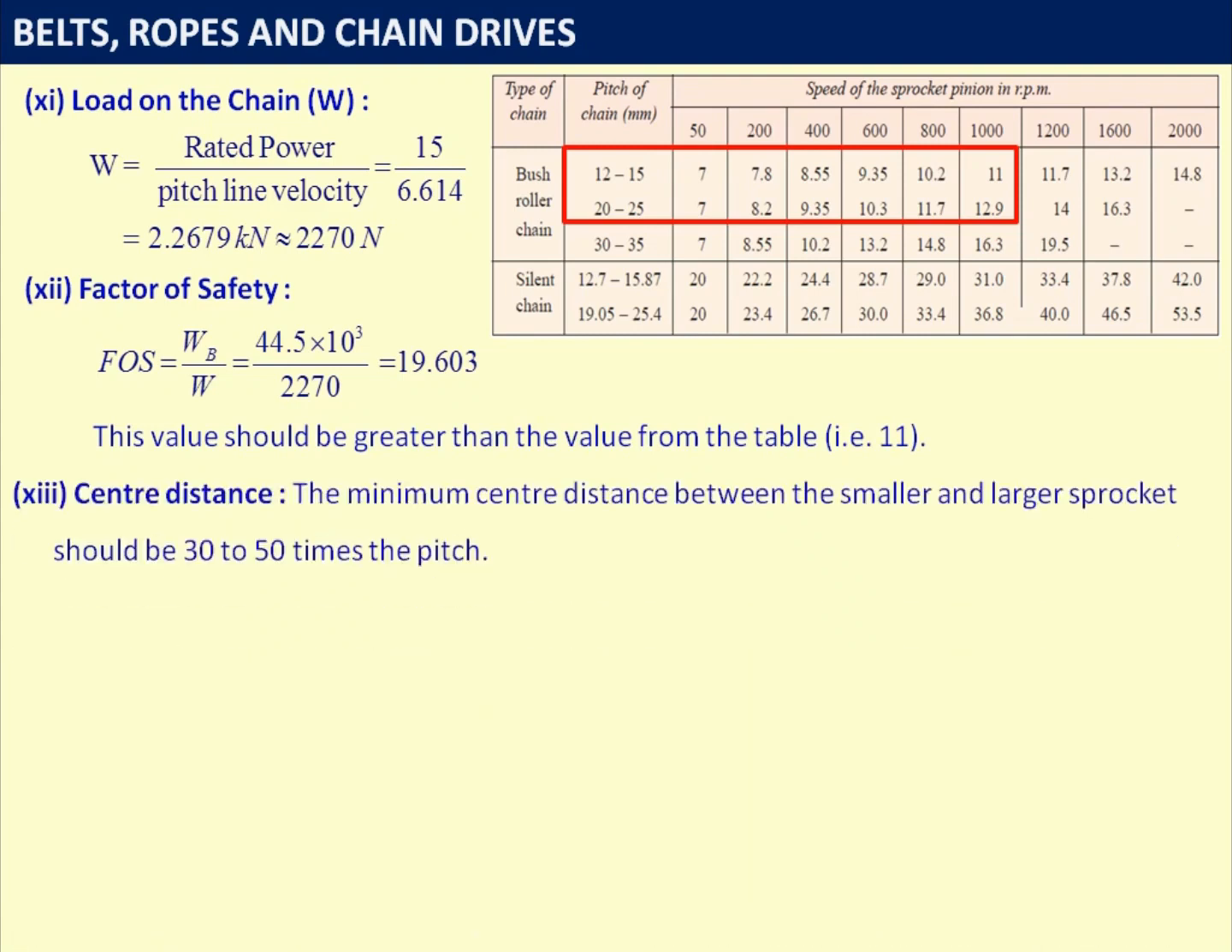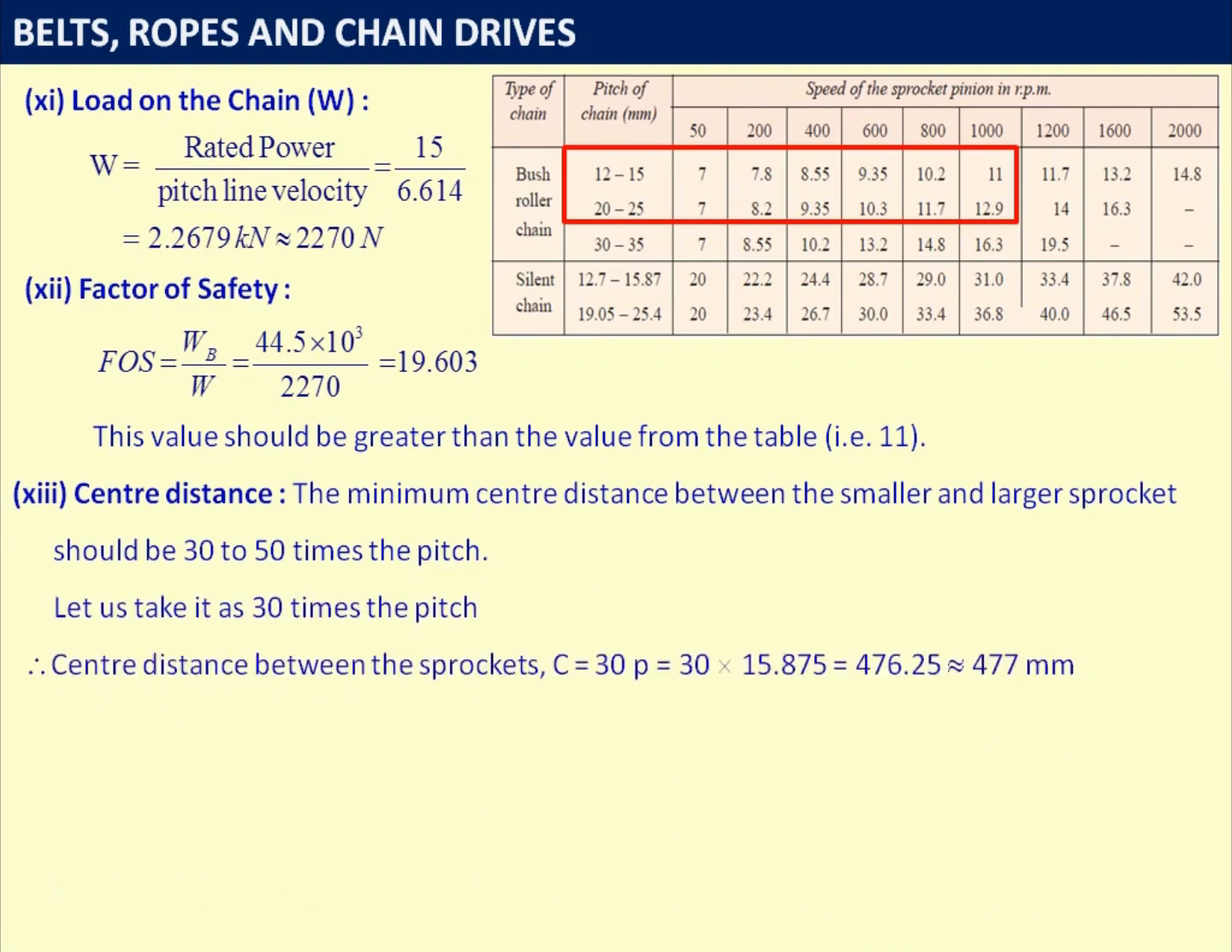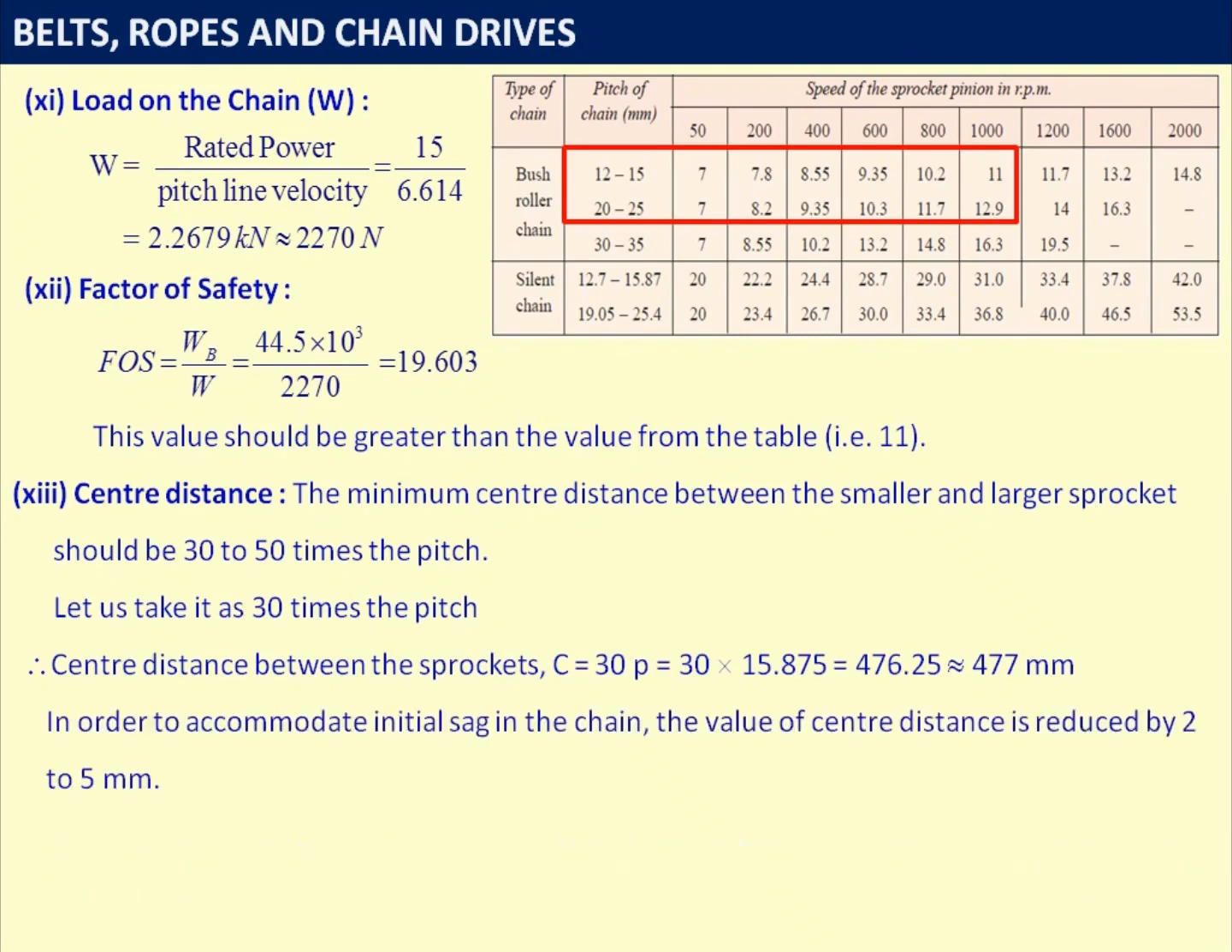Now center distance, the minimum center distance between the smaller and larger sprocket should be 30 to 50 times the pitch. Now let us take it as 30 times the pitch. So therefore center distance between the sprockets, capital C, equals 30 times pitch. So that gives us 477 mm.